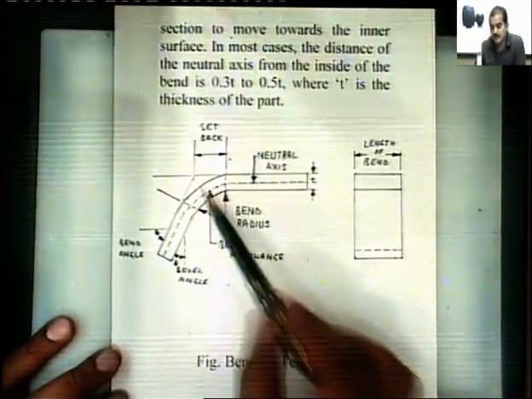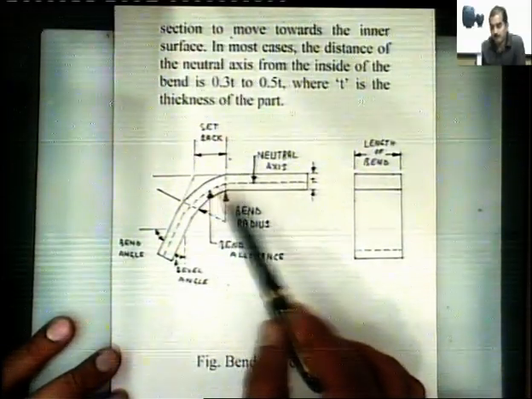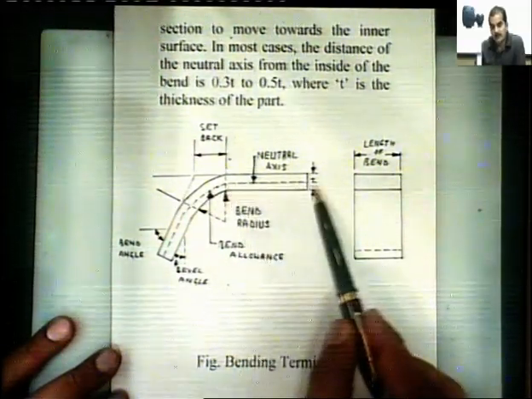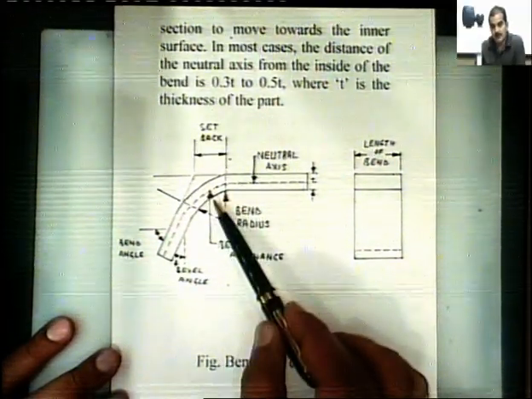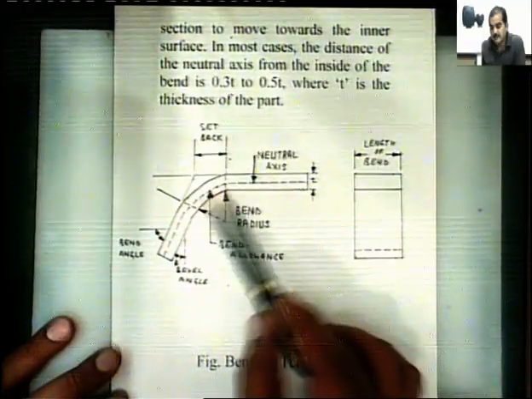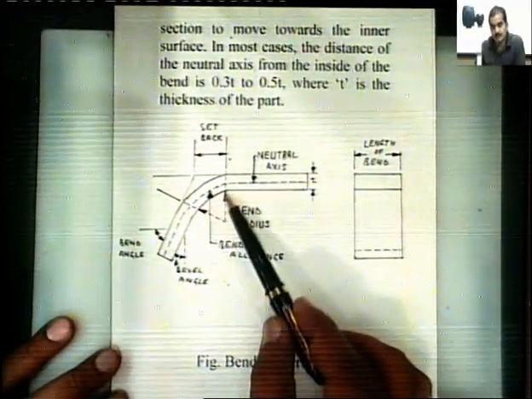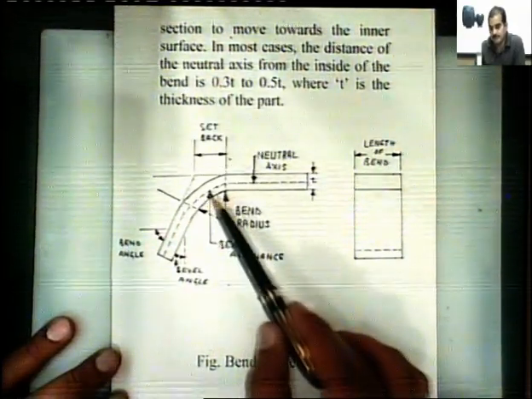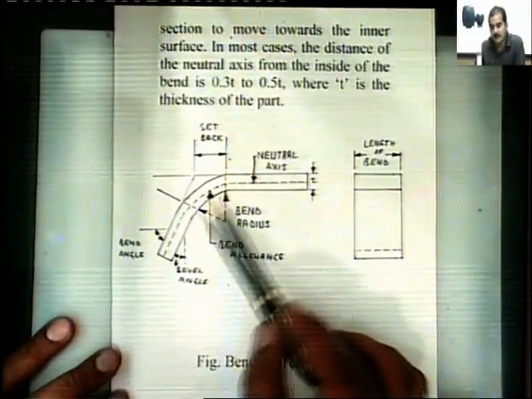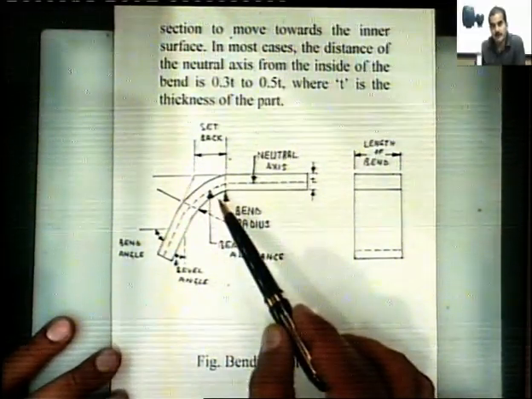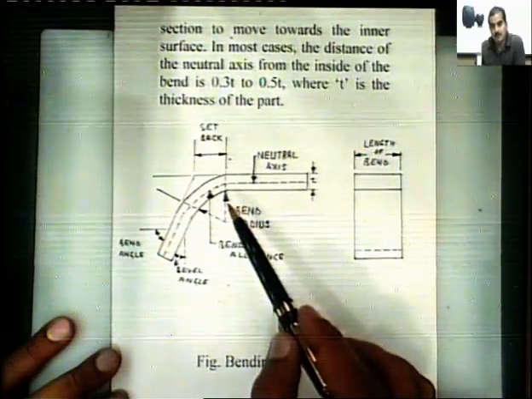Due to this tension and compression, the neutral axis, which is generally in the center of the thickness, moves toward the inner side of the bend, and the distance of this neutral axis from the inner side of the bend is generally 0.3t to 0.5t.